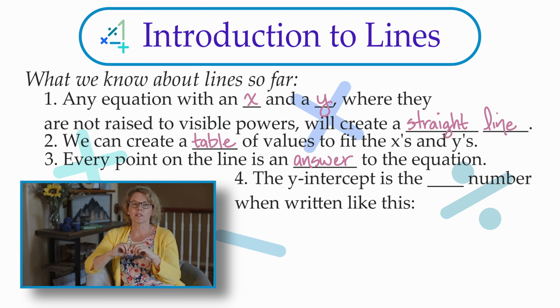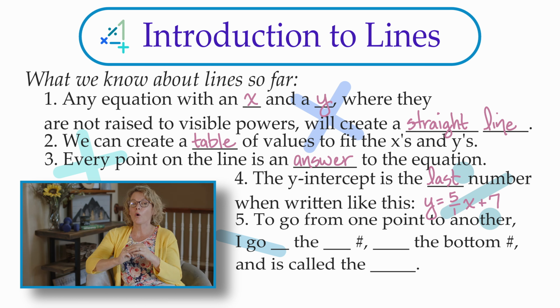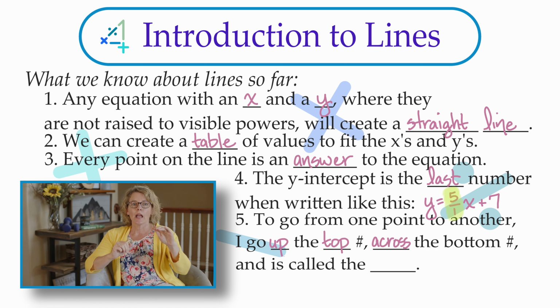Fourth, the line crosses the y-axis, called the y-intercept, at the last number when it is written like this: y equals 5/1x plus 7. The fifth thing, to go from one point to another, I go up the number on the top, across the number on the bottom, and it is the same as the number in front of the x. This is called the slope. I am impressed that you stuck with me on seeing that for the first time. The solution in math is not a number, but a straight line. We learned some cool things about these guys that will help us later.